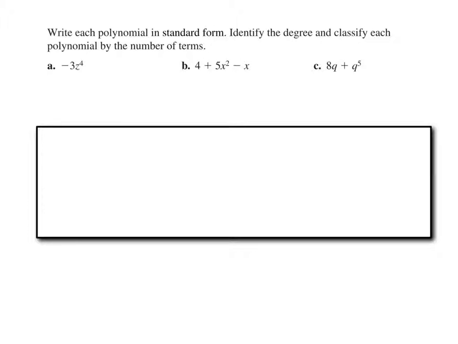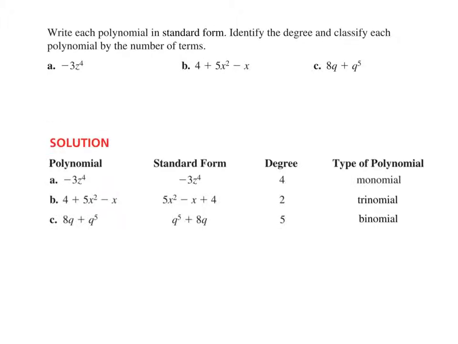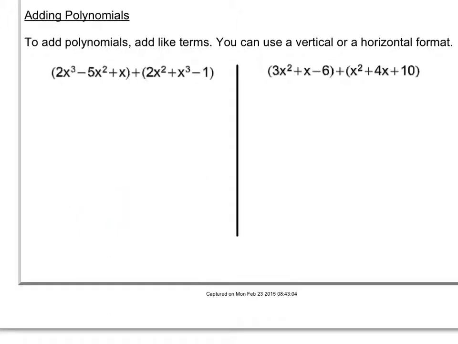All right, so now we're going to reveal the answers. And there you see, written in standard form, each of our polynomials, with the degrees identified and the type of polynomial that they are. Take the time now to read through it and double check to see if you have any discrepancies. When it comes time to add polynomials, we just have to add the like terms.